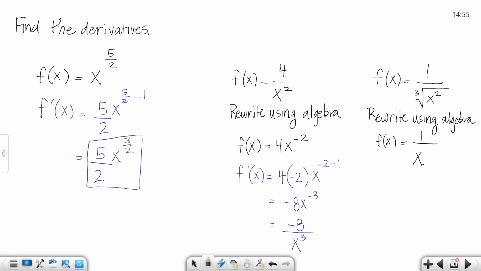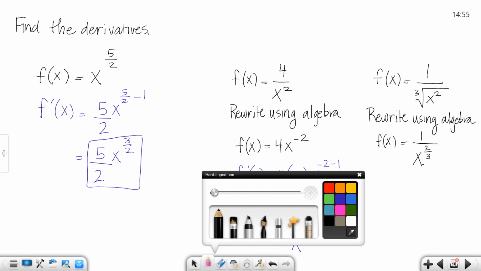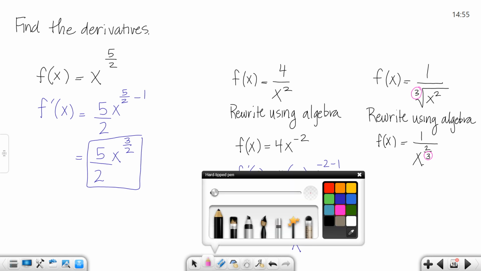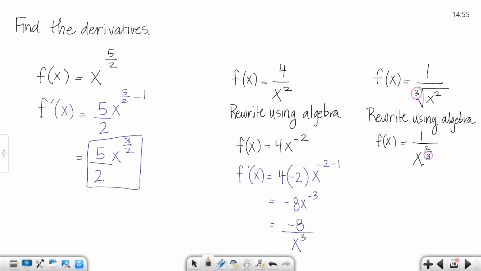Okay, so the first thing I notice about this radical is it's a cubed root. We haven't done a cubed root yet in this course. So that means that the 3 is the denominator and the 2 would be in the top. So this 3 right here, the index, is always the denominator. But that still doesn't make it where we can use the calculus because it's on the bottom. So I can rewrite it one more time and bring the x to the 2/3 to the top.